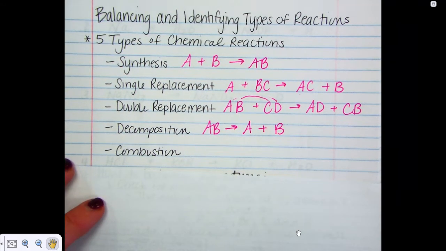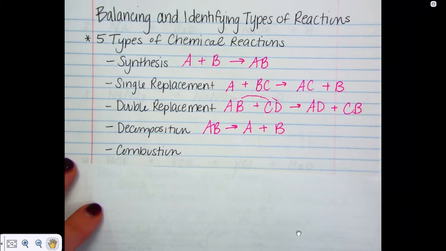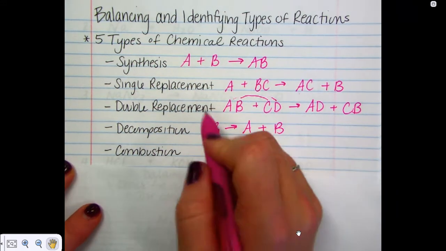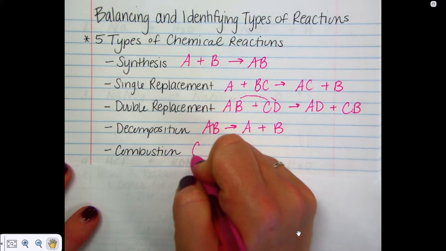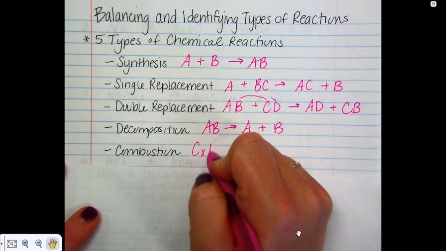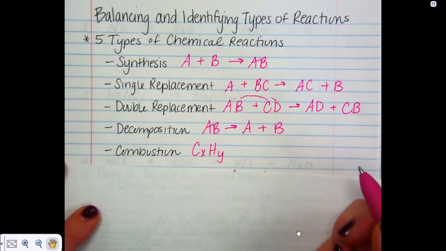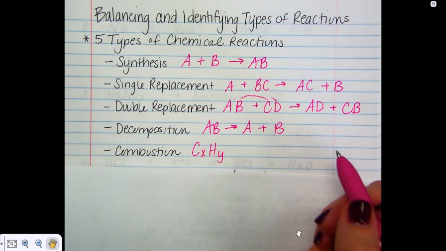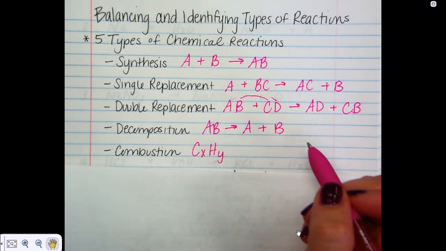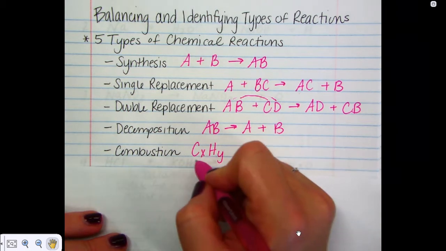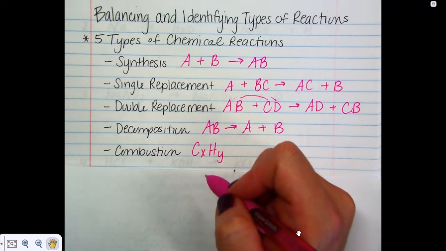So combustion is a little different. I'm not going to represent this formula using the ABC symbolism that we used for the first 4. With combustion, I'm going to have some sort of hydrocarbon, so something that contains a certain amount of carbon and a certain amount of hydrogen. So X and Y are just playing the role of our subscripts here. Could be any numbers, but we have some sort of compound that contains hydrogen and carbon.